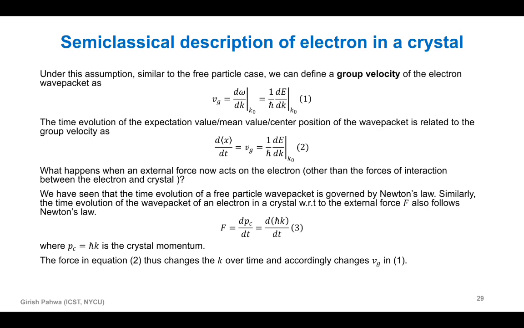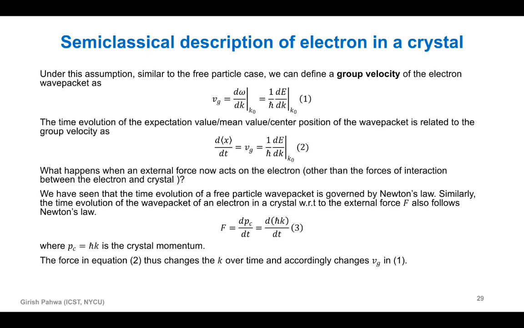For a classical particle, force is equal to mass times acceleration. What is acceleration? dV by dt. So this is the relationship: if I have a force, my velocity will change in time. Can we establish a similar kind of relationship for an electron moving inside a crystal?